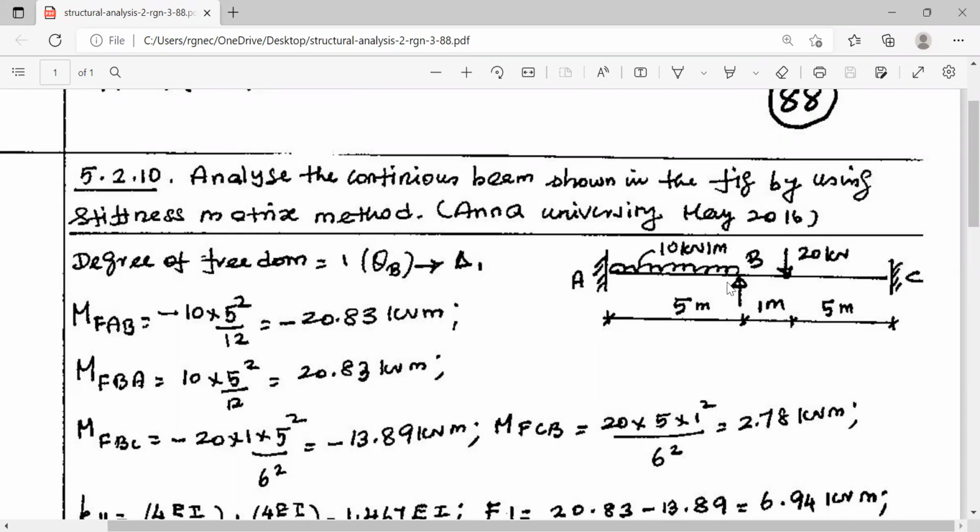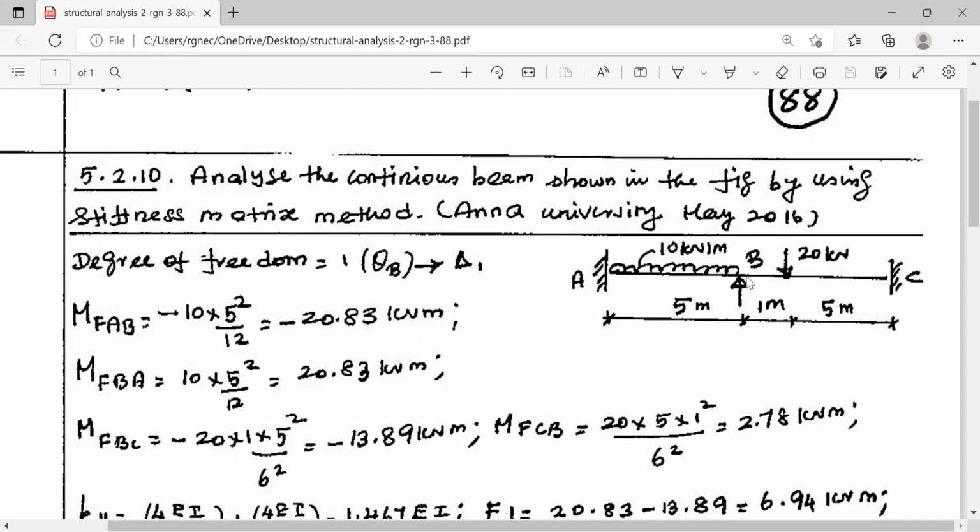Span AB is loaded with 10 kilonewton per meter uniformly distributed load. Span BC is loaded with one point load of 20 kilonewton at a distance of 1 meter from point B. The span is 6 meter for BC and 5 meter for AB.